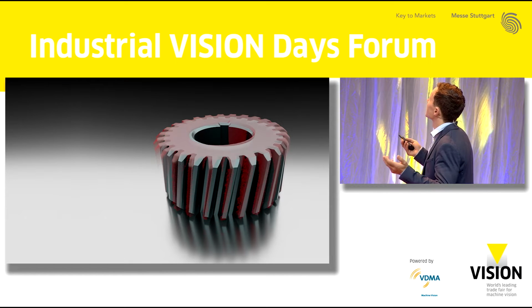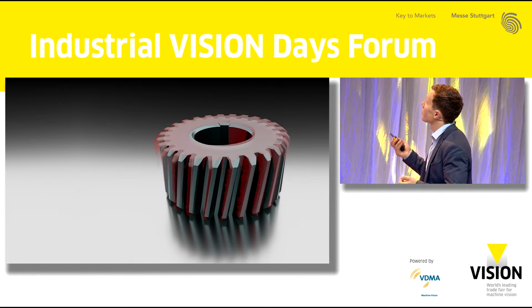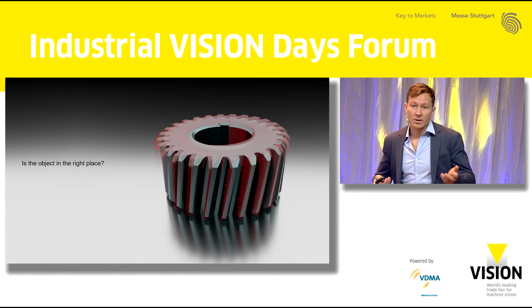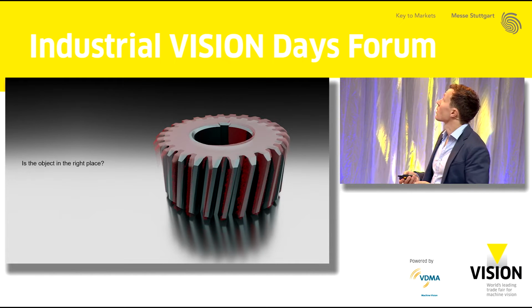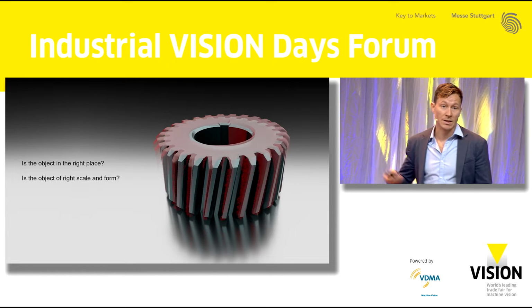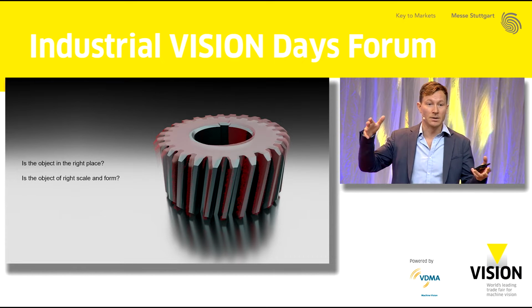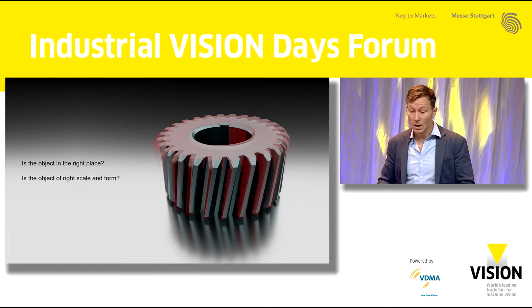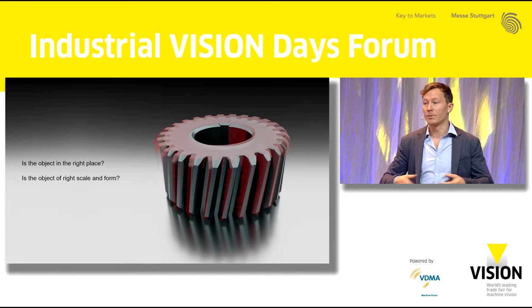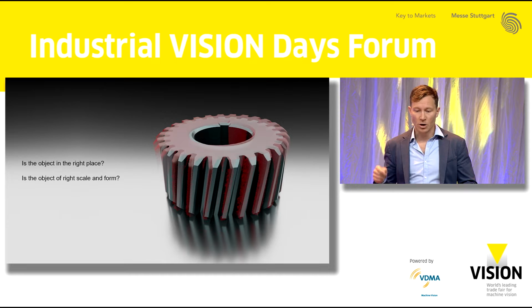For example, take this illustration here where we have a gear and a point cloud overlapping. You want to ask yourself, is the object in the right place? Is it of the right scale and form? In this case, we can see that it's clearly too large. It's tilted. It's a little bit offset. And this is more common than you might think. You might sit in your lab, get the system running, start picking a couple of things. It looks fine. But the real test is when you try to put this into the real world.